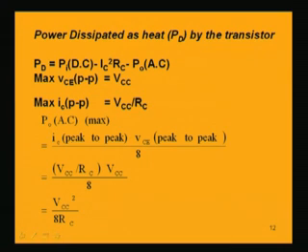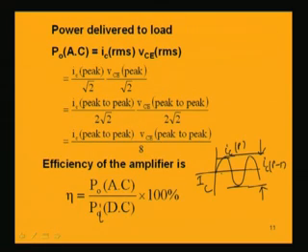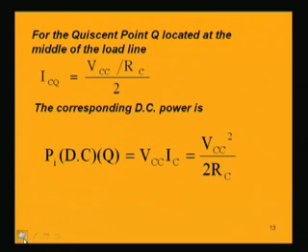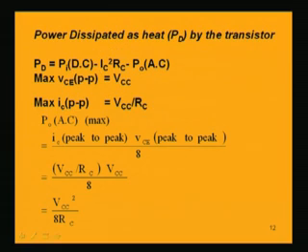P naught AC maximum can be IC peak to peak into VCE peak to peak by 8, because we have seen already that the output power is IC peak to peak into VCE peak to peak by 8. And what is this IC peak to peak? It is VCC by RC, and VCE peak to peak is VCC. So, we get VCC square by 8 RC as the power output, that is the maximum power output possible.